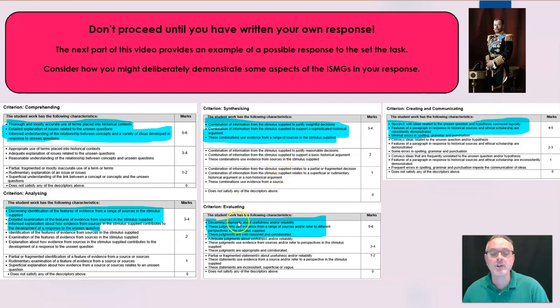Evaluating requires discerning judgments about usefulness and reliability as opposed to adequate judgments. If you don't mention usefulness and reliability, you might get no marks at all. Succinct, conveying logical ideas versus conveying ideas. Features of a paragraph consistently demonstrated with ethical scholarship. Note the word consistently here. Minimal errors in spelling, grammar and punctuation versus some errors or frequent errors. So take a moment there and think about what this means and how you might demonstrate that in a paragraph.